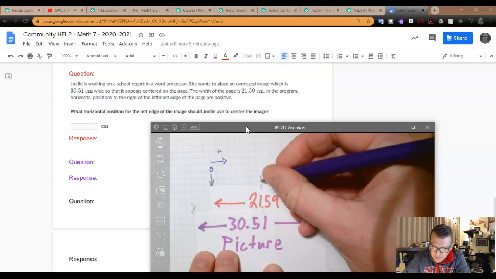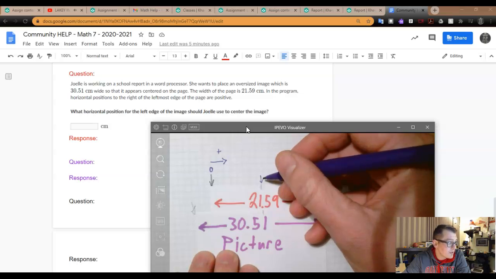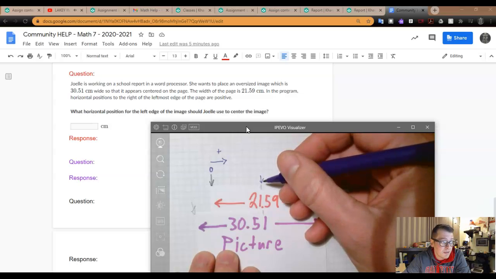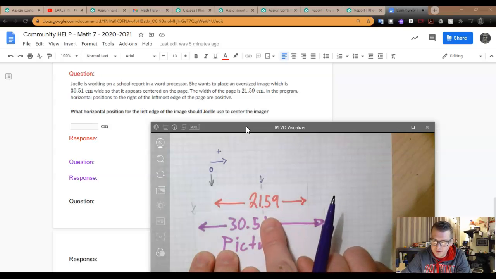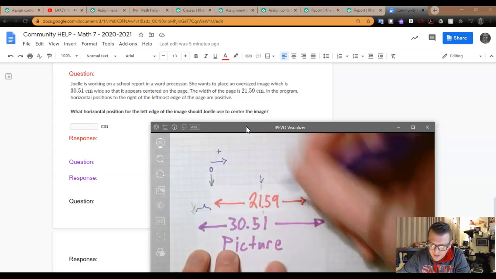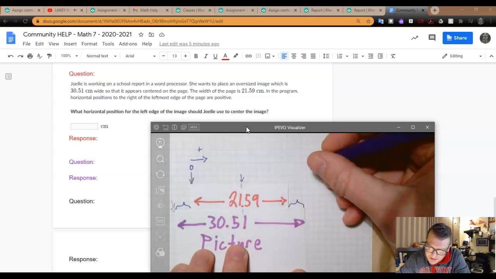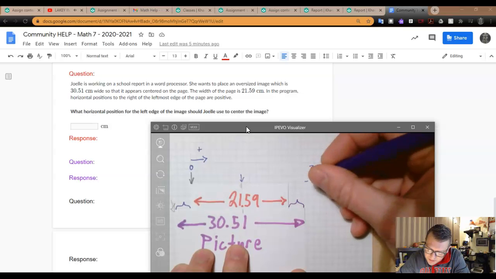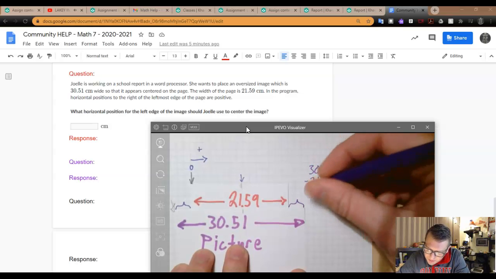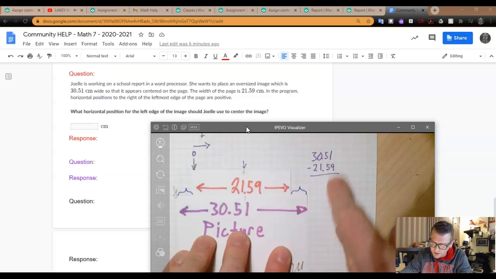Our center, we could find out what that is by splitting 21.59 in half, but we don't care about that. What we care about is what horizontal position for the left edge of the image should Joelle use to center. So to line up my centers with each other, I have this leftover amount out here. Now I also have this leftover amount out here, and the way that we could figure out the total amount of leftover is to say our image size of 30.51 minus the page size of 21.59. Of course, we're going to use calculators for a weird subtraction like this, especially because there's going to be borrowing, right? That 9 is going to need to borrow. So we might as well use a calculator since I told you guys I'm assuming that you'll be using calculators.